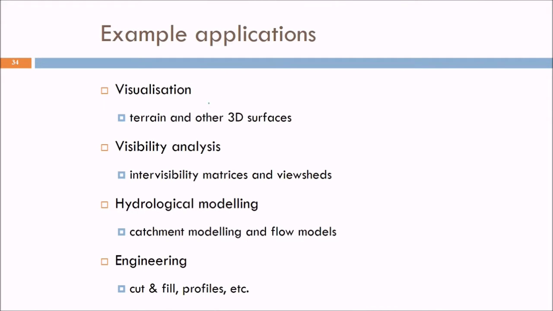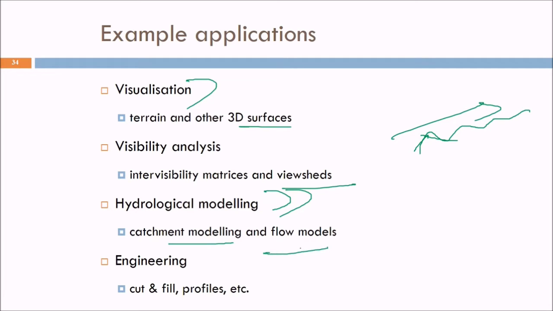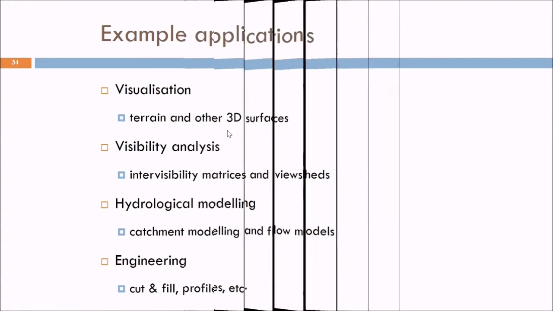There are various applications. First and foremost is the visualization of the terrain and the 3D surface. Then the visibility analysis, how far you can view, the intervisibility matrices and the viewsheds. Then hydrological modeling, because of slope and aspect, the most important is the catchment area for hydrology people and the flow models, and of course for engineering people, cut and fill, the profiles, etc.